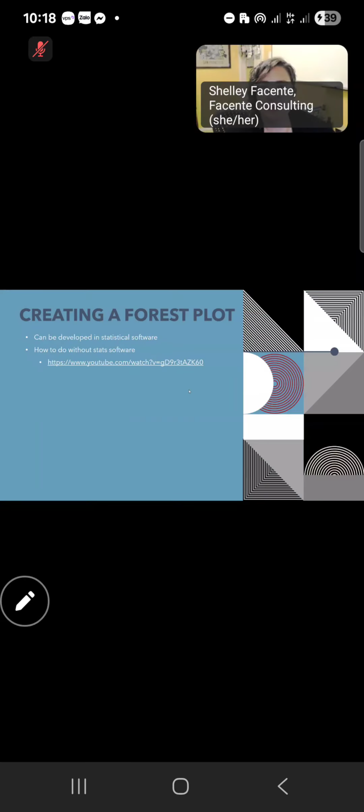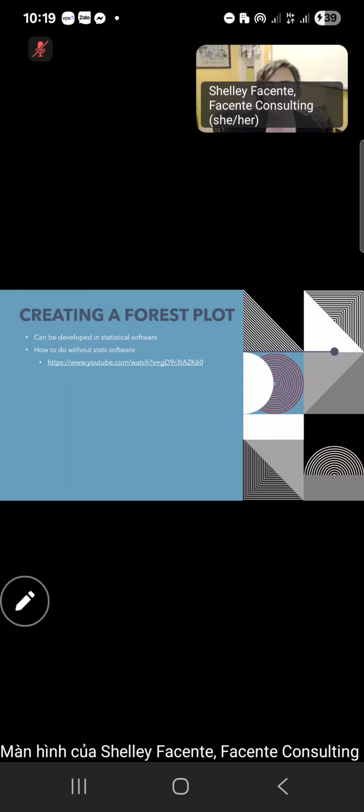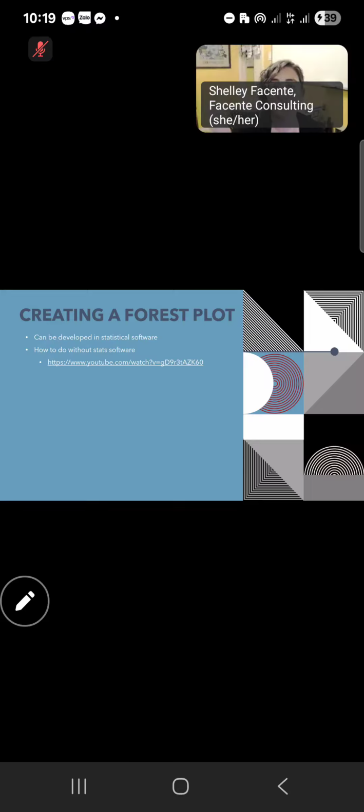What I will just say is that I won't go into detail tonight about creating a forest plot. You can do this in statistical software if you use R or Stata or any of those kinds of software. They all have the capacity to do a forest plot. It's a very common thing to do. But you don't have to have stat software. You can also do it with Excel, for example. It's not just pushing a button in Excel, but it is doable.